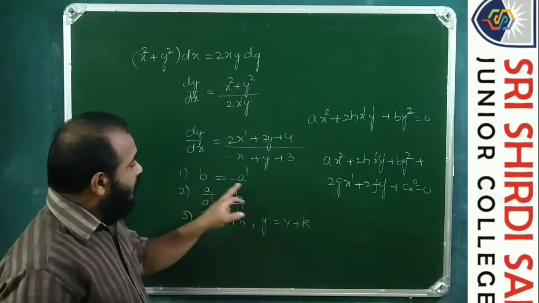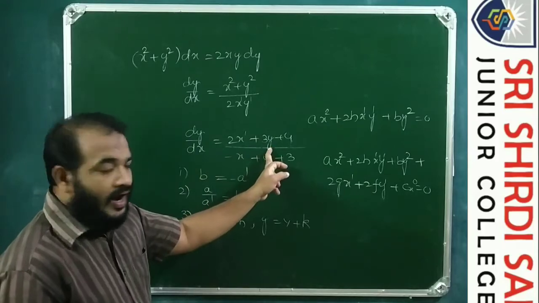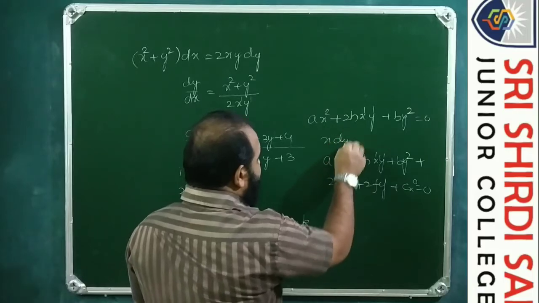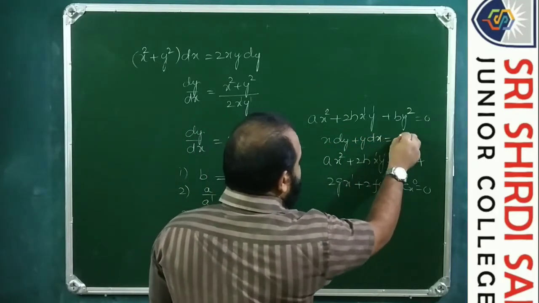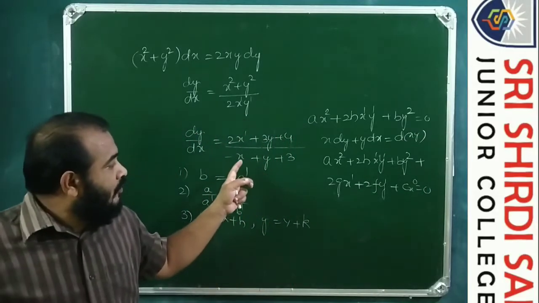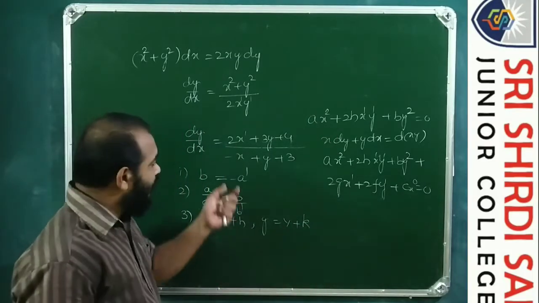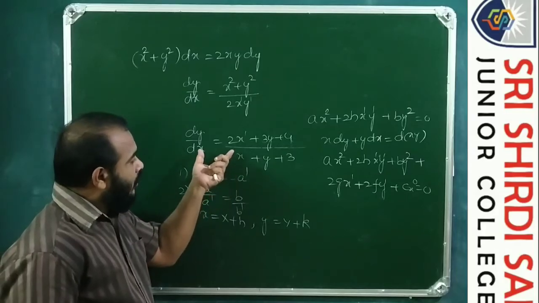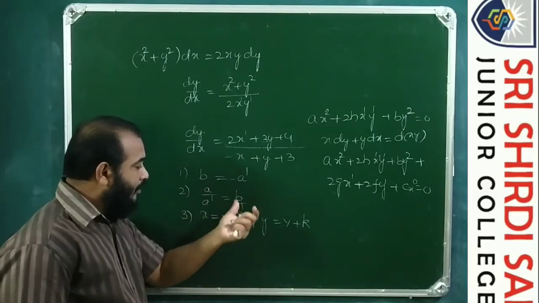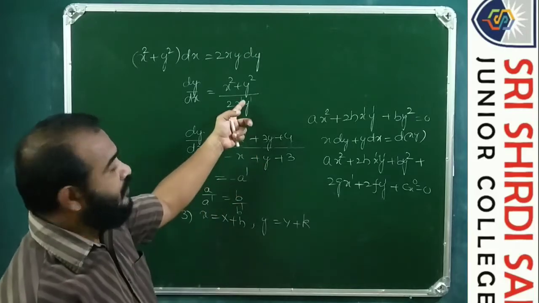Here, for b equals to minus a dash, all that we need to do is just a cross multiplication, and in one step we will get x dy plus y dx. So this can be written as d of xy. And then if you integrate each and every term, after subsequent steps we will get the general solution for this b equals to minus a dash. And for a by a dash equals to b by b dash, after some steps we will get it in the form of a homogeneous differential equation.